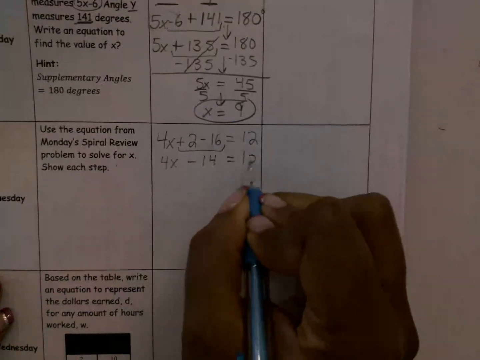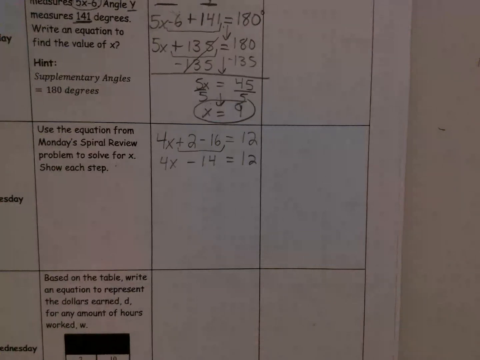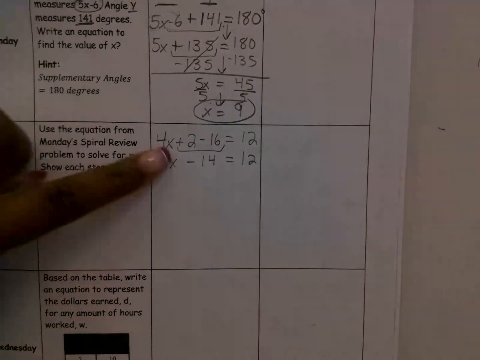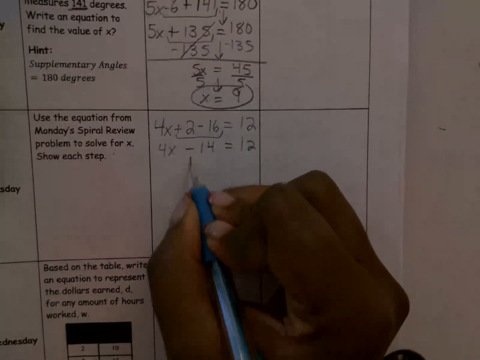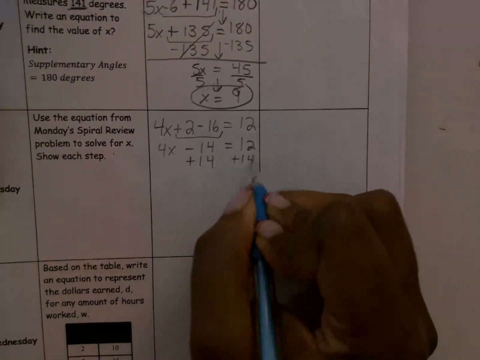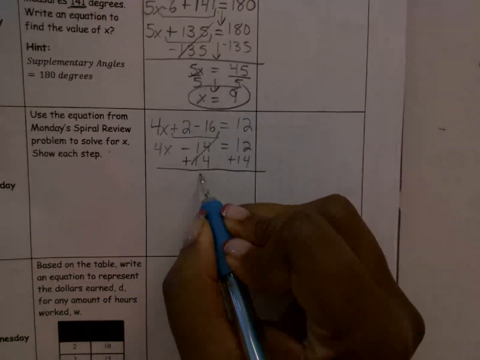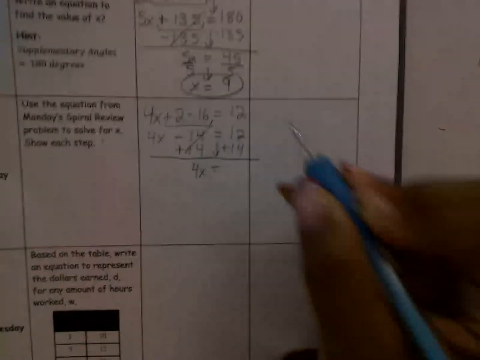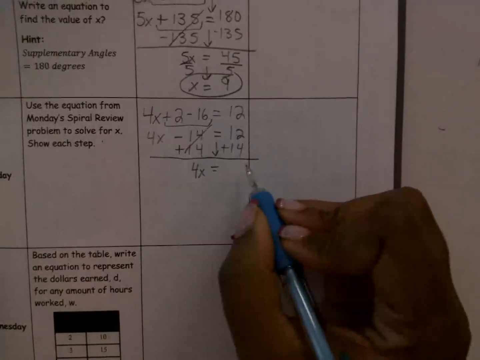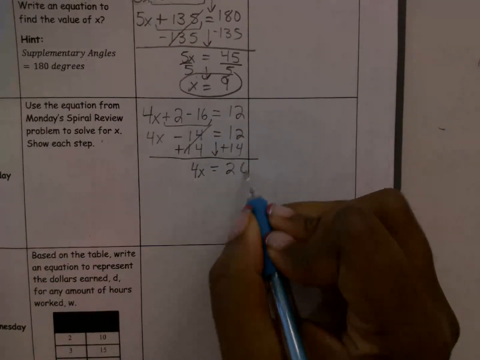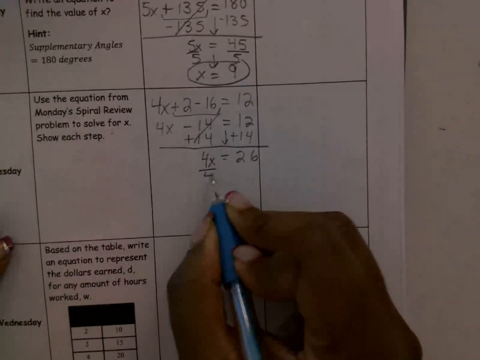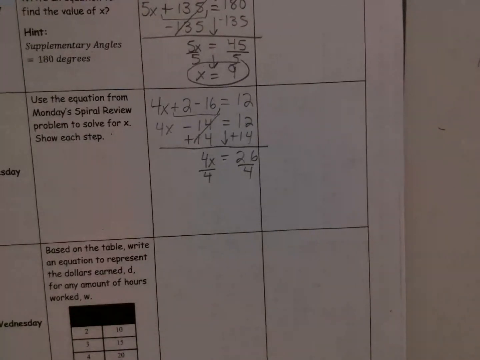Bring down the equal. Bring down the 12. Now what are we going to do in order to get x by itself? What do we have to move first, the 4 or the negative 14? The negative 14. What's the inverse of a negative 14? Very good. Positive 14. So we're going to add 14 to both sides. When we add 14 to both sides, this is gone, and we're left with 4x. What's 12 plus 14? 26. So now we're going to divide both sides by 4.